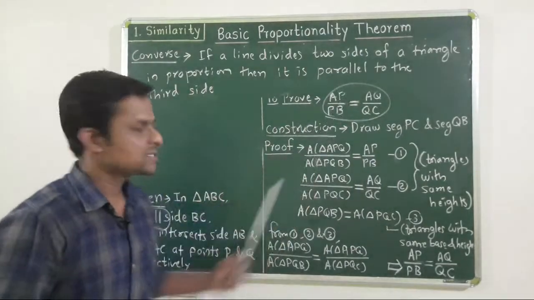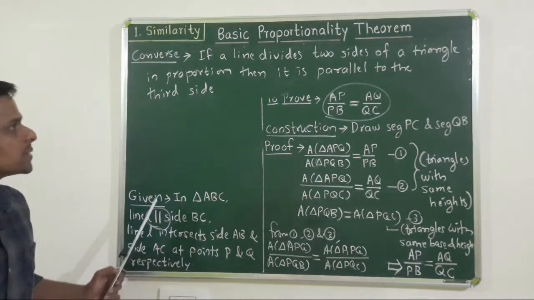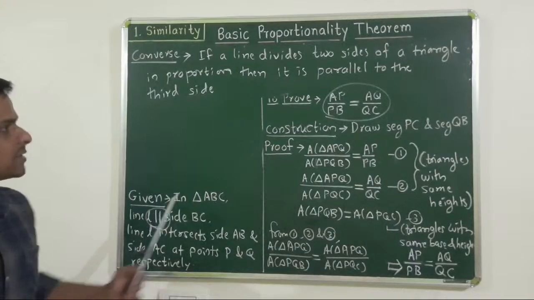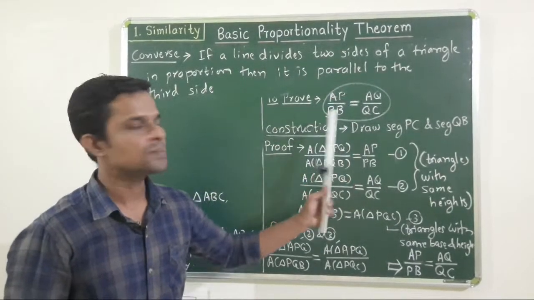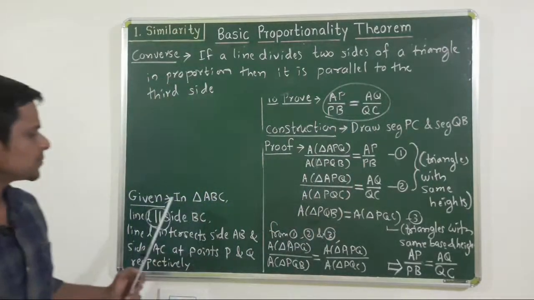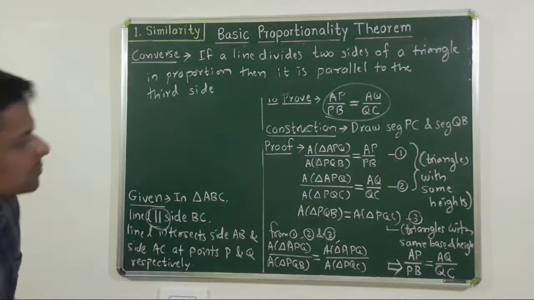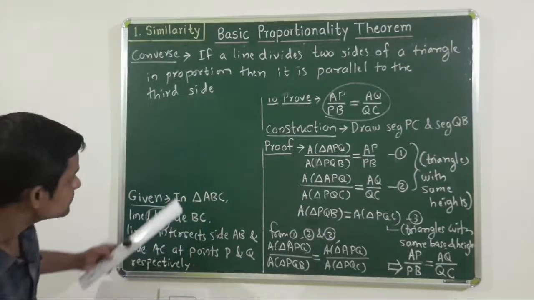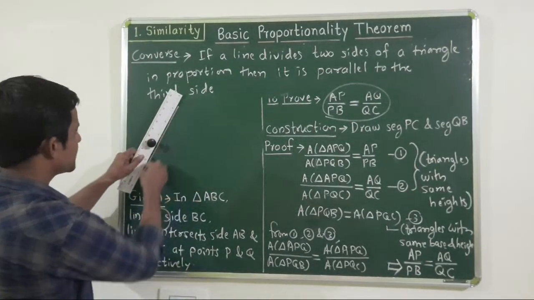This is given and this is to prove. In previous theorem or in BPT, line is parallel is given and we have to prove sides are in proportion. Now in converse, sides are in proportion which is given, and we have to prove line is parallel. This how will be the diagram? Same triangle, so suppose triangle ABC.